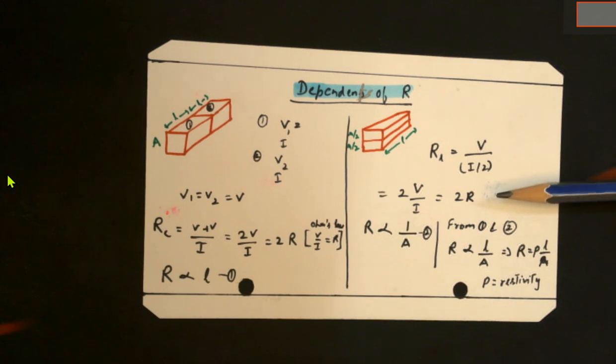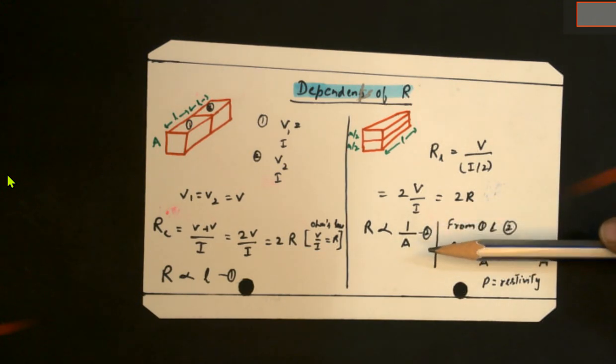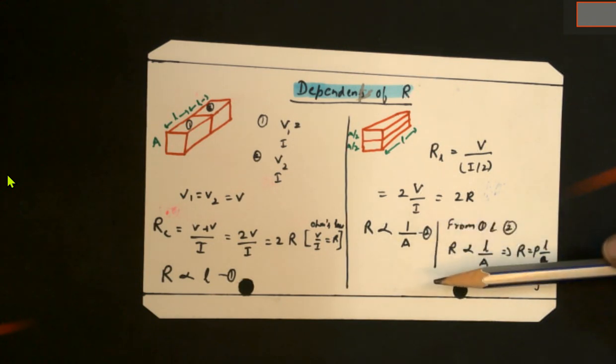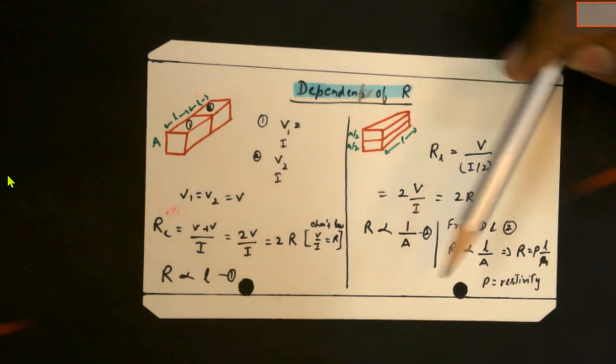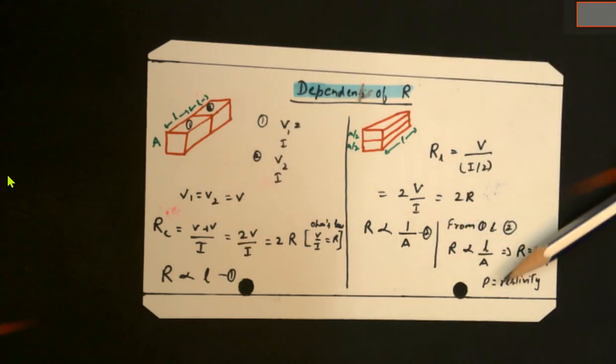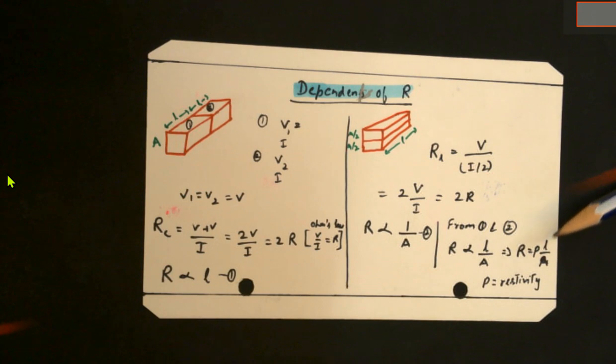With this we can say that R is directly proportional to the inverse of the area, that is 1 by A. From the first and the second equation we can say that R is directly proportional to L by A. Removing the proportionality symbol, we introduce a constant which is rho, known as resistivity.